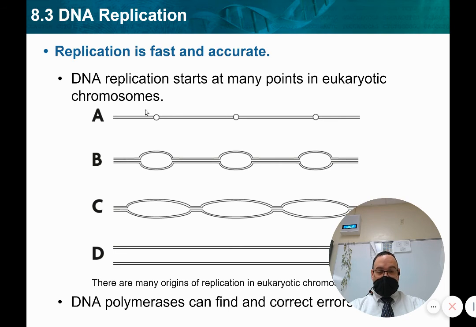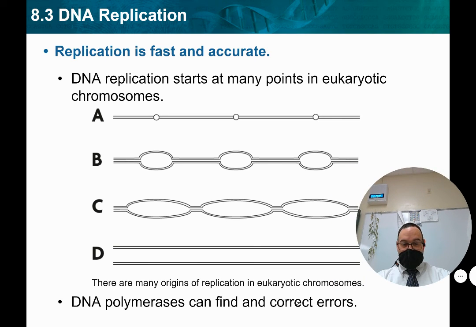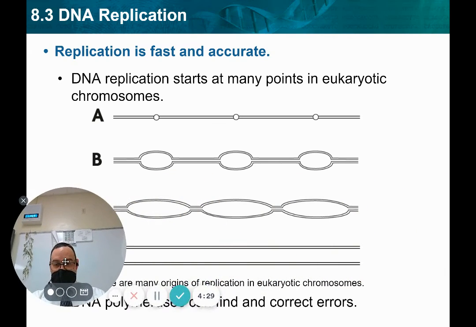Remember I told you it goes in both ways. It doesn't just go in both ways from one spot. It goes in both ways from 1, 2, 3 spots, right? Or 1, 2, 3, 4, 5, 6, 7, 100 spots. The idea is that you want to do this as quickly as possible because there's so much DNA. You cannot wait. And with that speed might come some errors, but DNA can find and fix some errors. Not all. It can't fix everything, but it can fix some of them. And believe it or not, that is it for Chapter 8, Section 3.